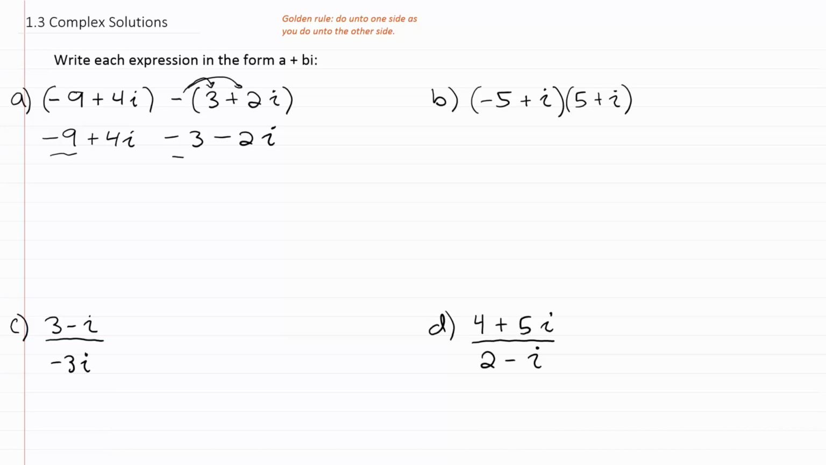So the -9 and the -3 will make -12, right? And so those have been used up. And then we have 4i take away 2i, which leaves you a positive 2i. And that's our answer.